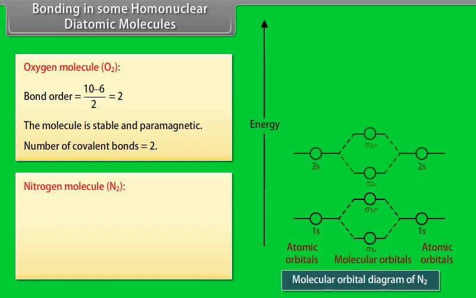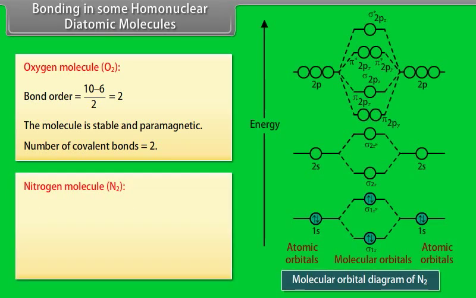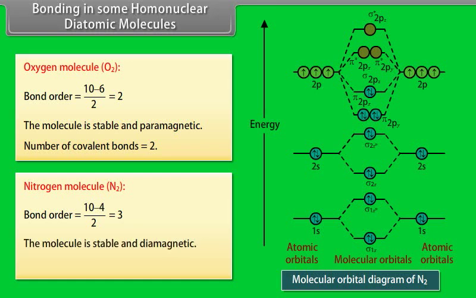Nitrogen molecule N2. The value of bond order is 3. The molecule is stable and diamagnetic. Number of covalent bonds is equal to 3.